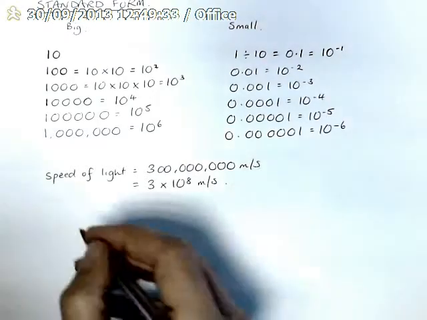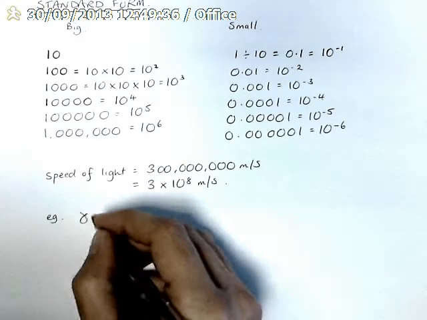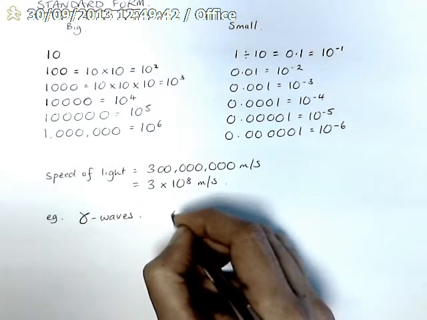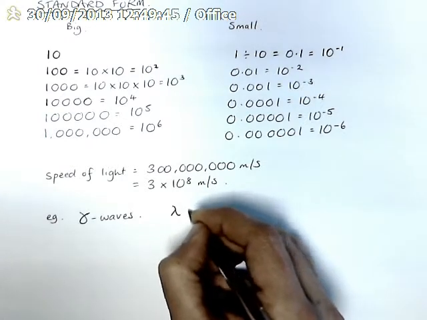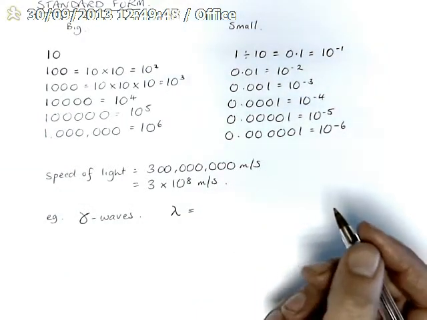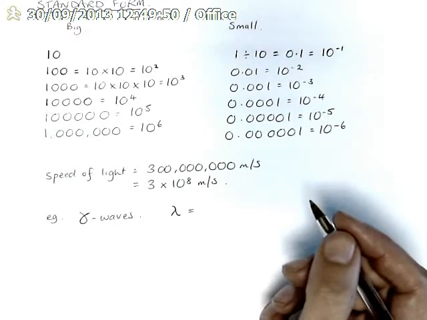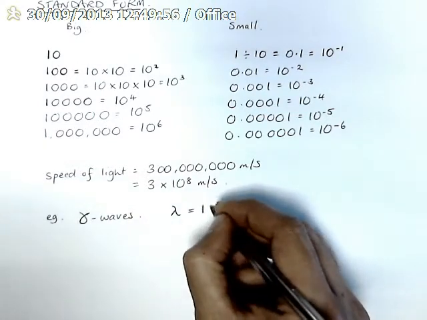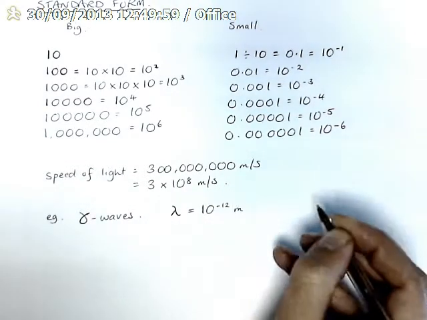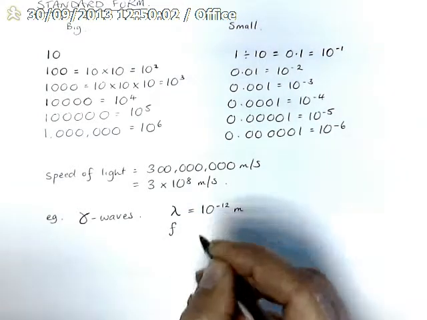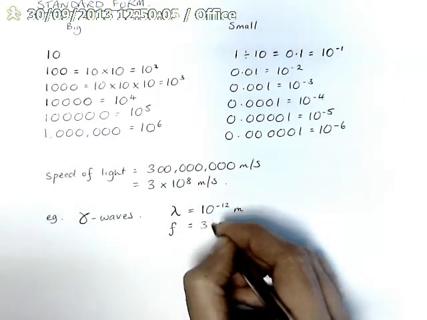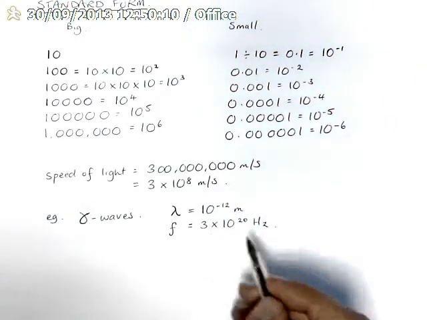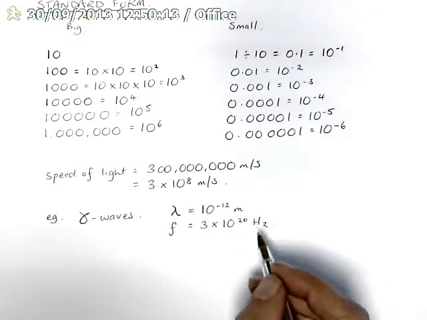So if I look at an example, let's say gamma, the Greek letter for gamma waves. Here's another Greek letter, lambda. We use that to represent wavelength measured in meters, and the wavelength of gamma waves is approximately the same size as an atomic nucleus, 10 to the minus 12 meters. And if I say the frequency of a given gamma wave is 3 times 10 to the power 20 hertz, that's a seriously big number. That's how many waves will pass through a point every second.